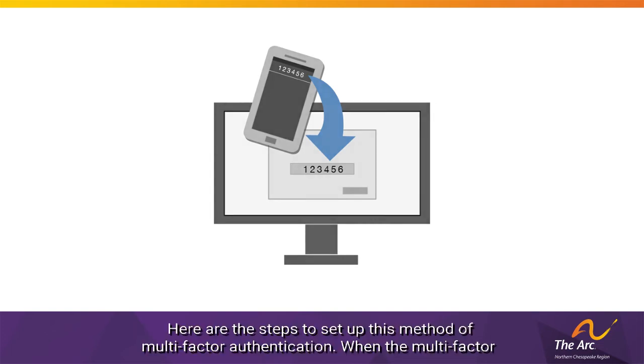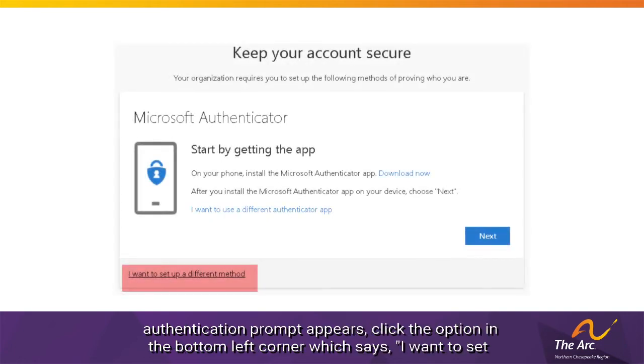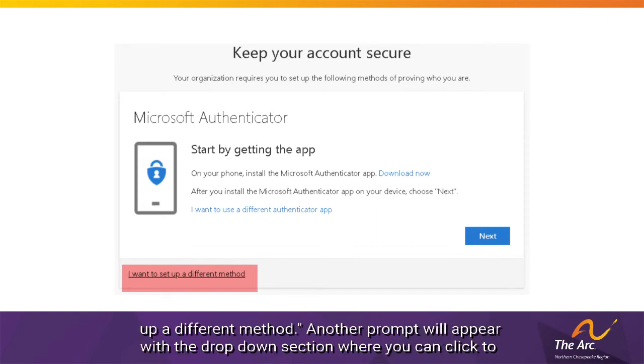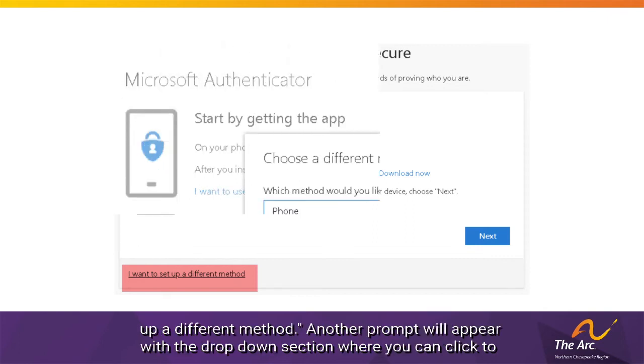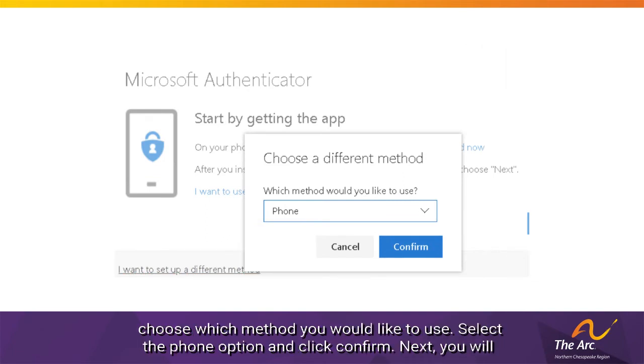Here are the steps to set up this method of multi-factor authentication. When the multi-factor authentication prompt appears, click the option in the bottom left corner which says, "I want to set up a different method." Another prompt will appear with a drop-down section where you can click to choose which method you would like to use.